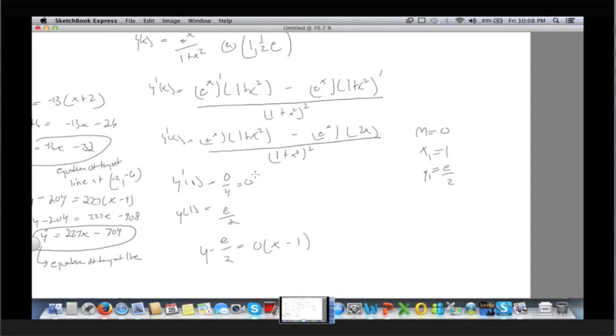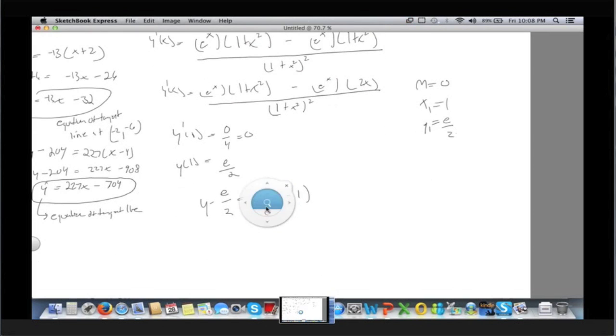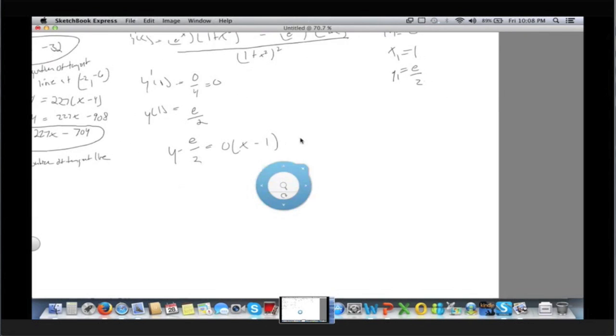That's true. The problem didn't tell you the slope. It only told you both x1 and y1. Okay, so now we have that, and we've figured out the slope was 0. So y equals e over 2. It's the equation.